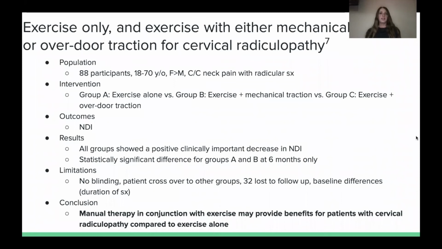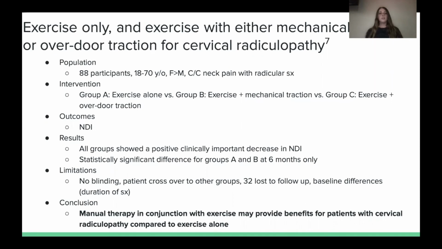All right, so the last study that we're going to talk about is one done by Fritz in 2014. They looked at 3 different groups: exercise only, which is going to be referred to as group A, exercise with mechanical traction, group B, and exercise with over-the-door traction, group C. The population here was 88 participants from ages 18 to 70, with more females than males, so this fit very well with the P of our PICOS question. The chief complaint was neck pain with radicular symptoms.